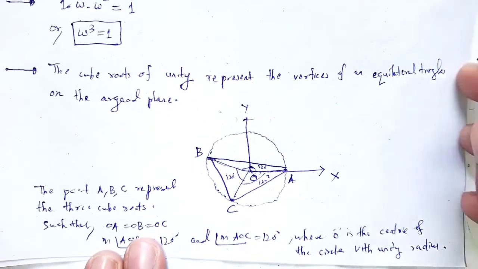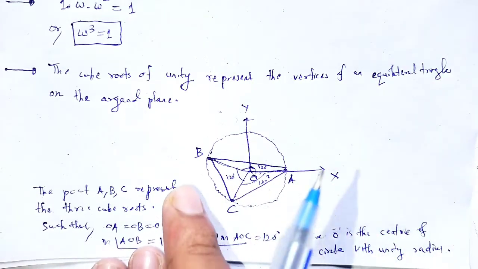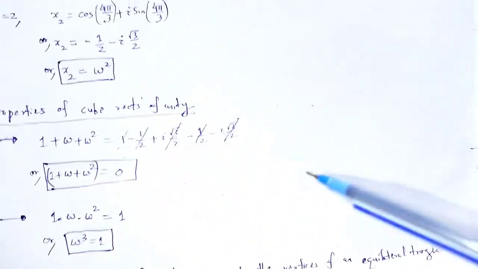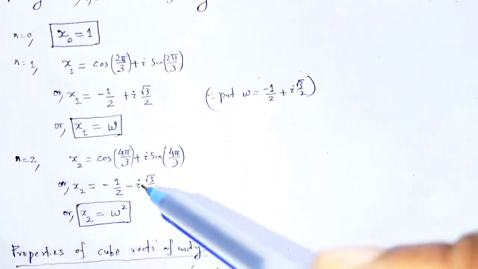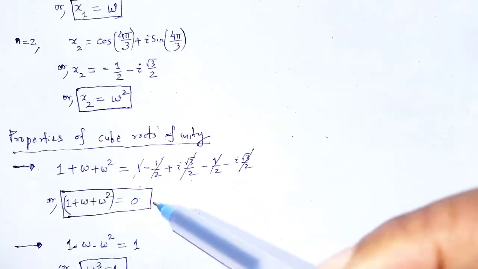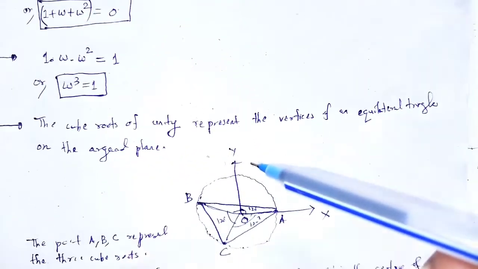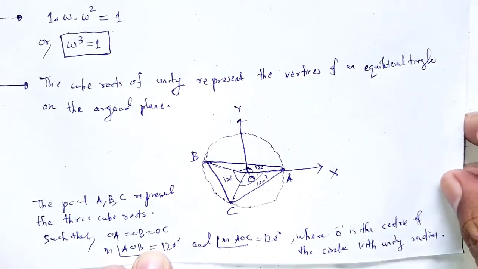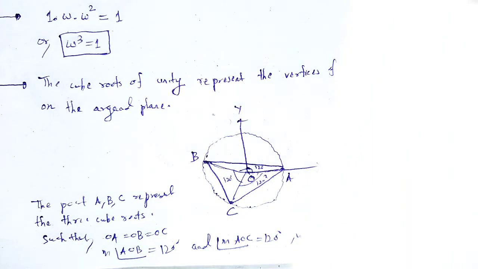In this way, the vertices of that equilateral triangle show the cube roots of unity as 1, omega and omega square. This is how the cube roots of unity are derived, and these are the properties of the cube roots of unity 1, omega and omega square. The addition of these three results in 0 and the multiplication of these three results in 1, and graphically we show these 3 points in an Argand plane. Next, some questions related to cube roots of unity.